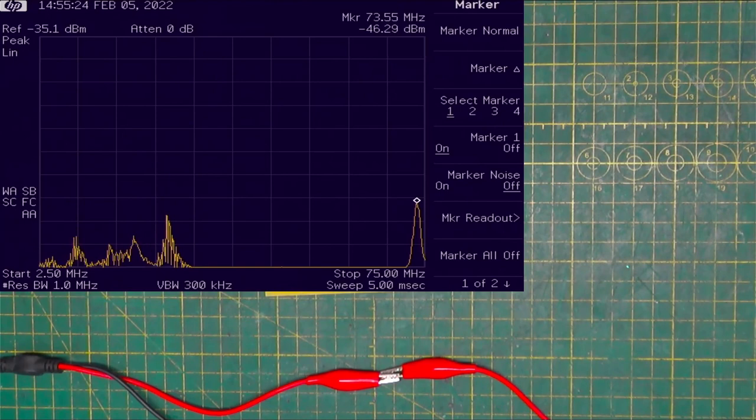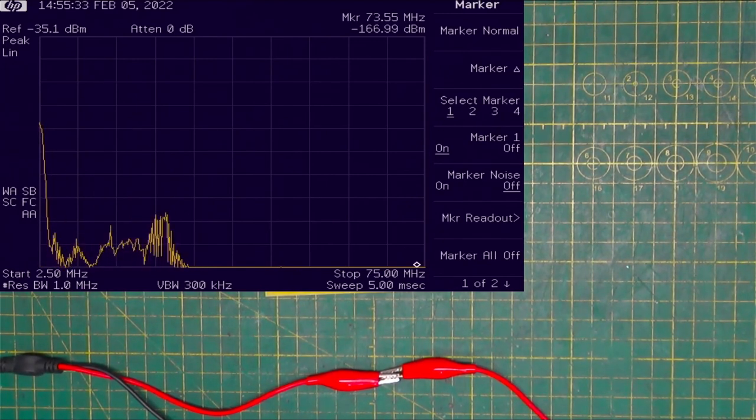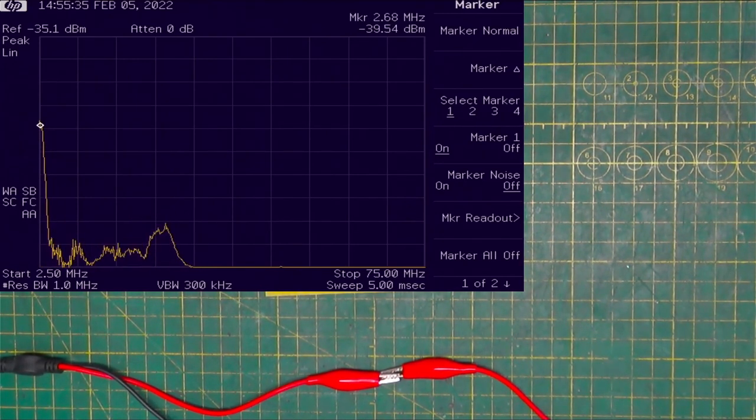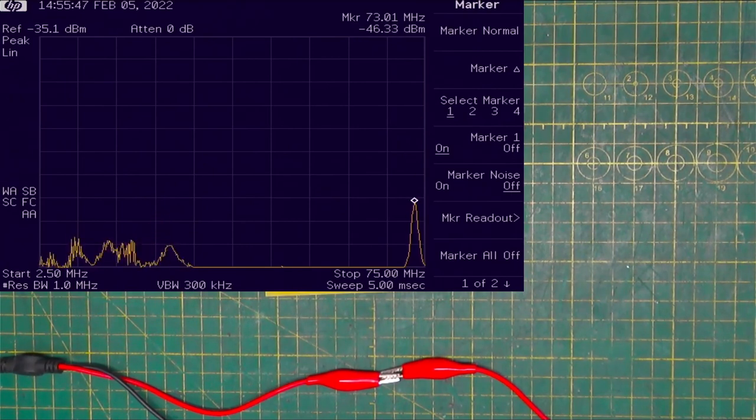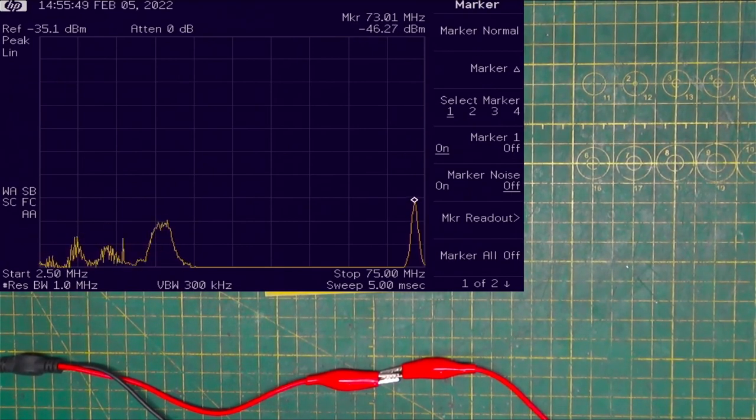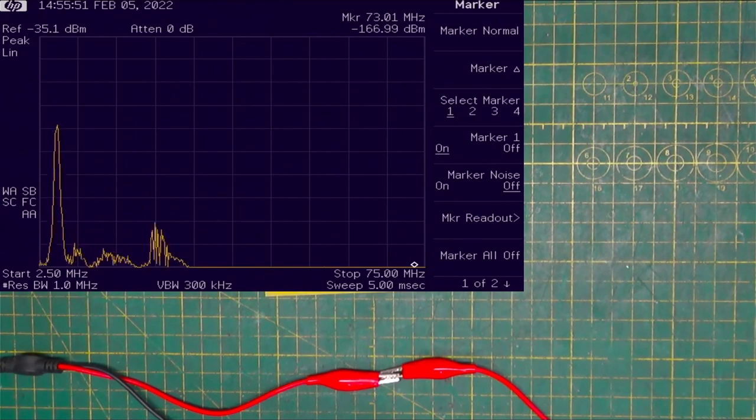And that peak is at 73.5, down about 46. Right there we're about 40 dB down, 39 to 40. And because of garbage leads, down about 46. So about 6 dB drop overall, okay? Just the way it sits with the leads connected together.